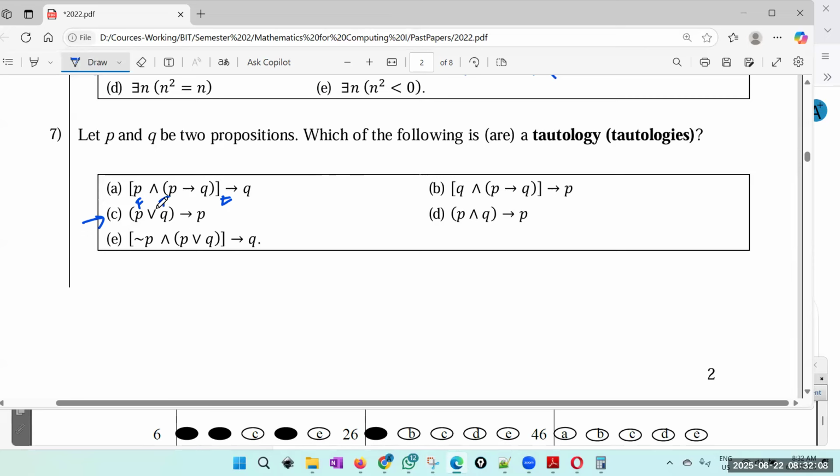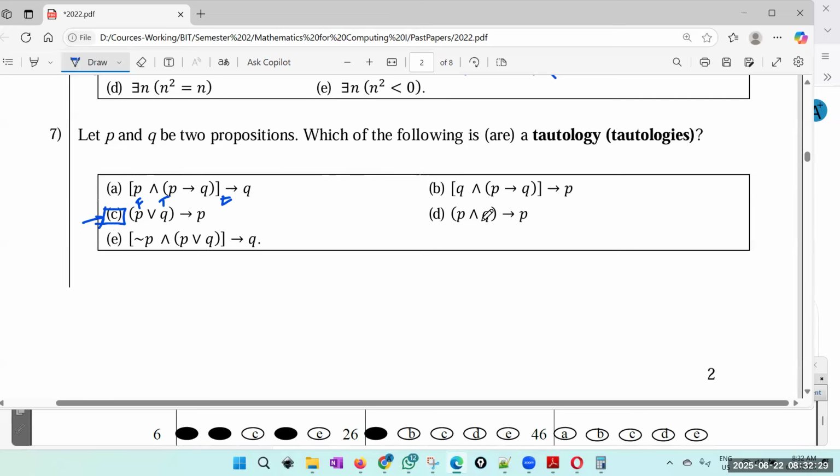So tautology means this is always true for all P and Q values. But when P is false, Q is true, this is false because P is false. So therefore, I will not take this as a tautology. I try to use my common sense because otherwise it takes more time.